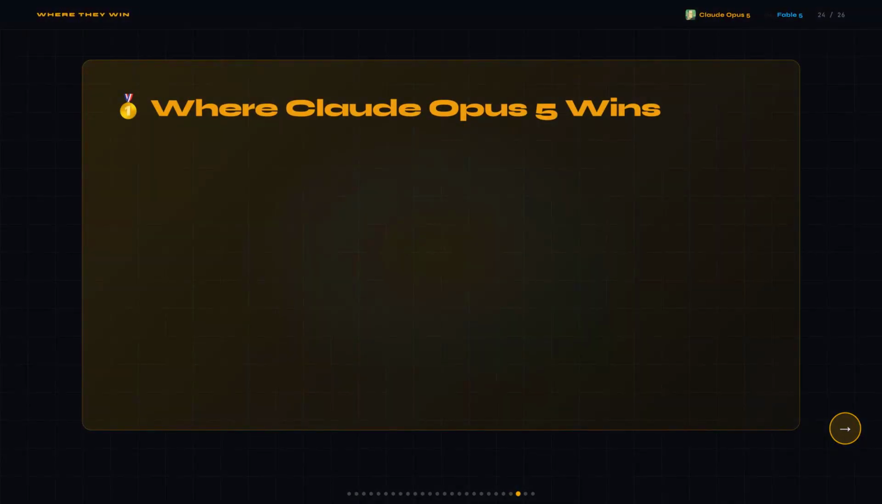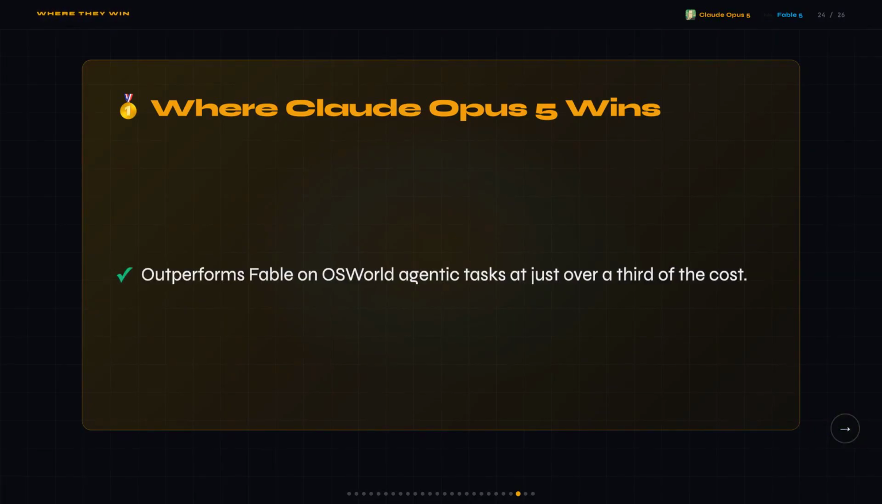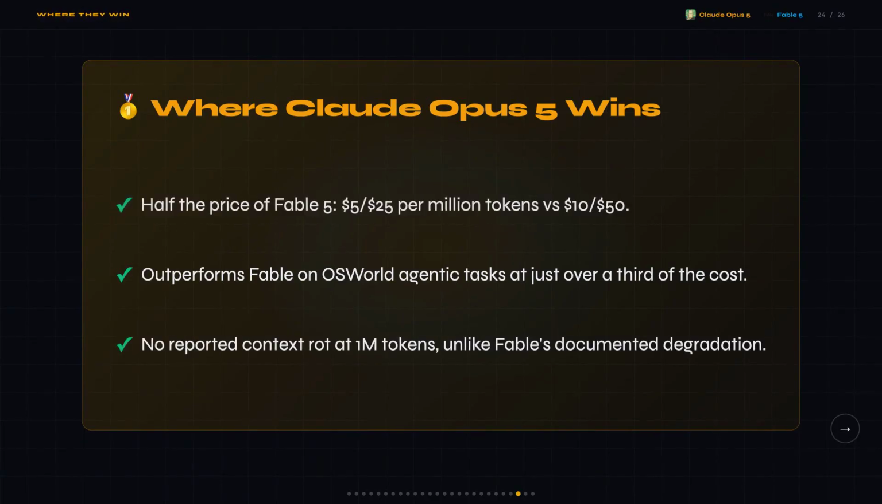Claude Opus 5 wins on price. Full stop. $5 per million input tokens versus $10 for Fable 5. It outperforms Fable on OS World agentic tasks at roughly 37 cents on the dollar, no context rot at 1 million tokens, and fast mode gives you 2.5 times speed when you need it.